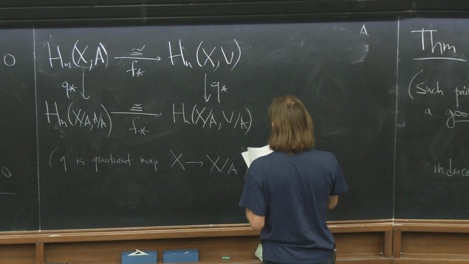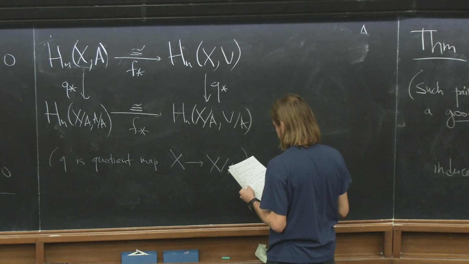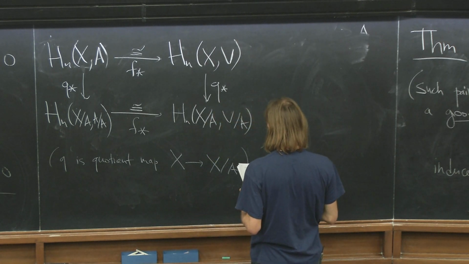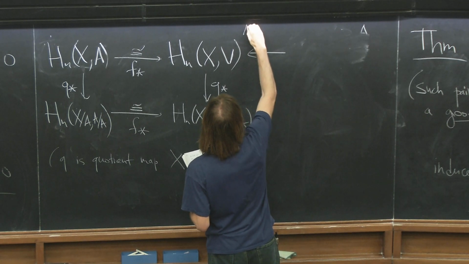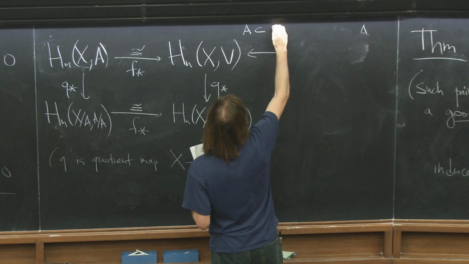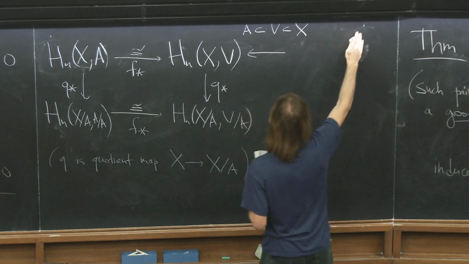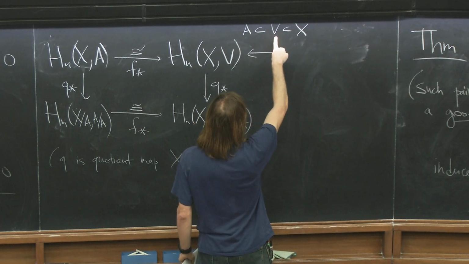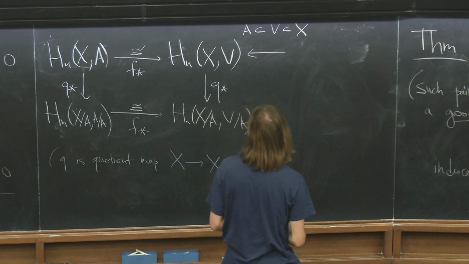And now we want to use the excision theorem. So let's notice that we can use this triple, A included in V included in X, satisfies the assumptions of the excision theorem. The assumption of the excision theorem was that the closure of A was inside V. But A, in our assumption, is closed already. So there is no issue here.